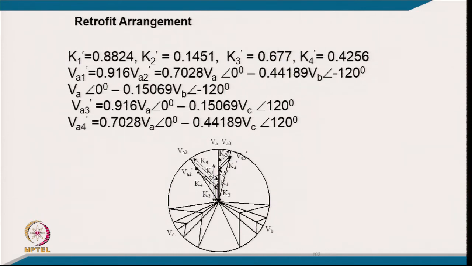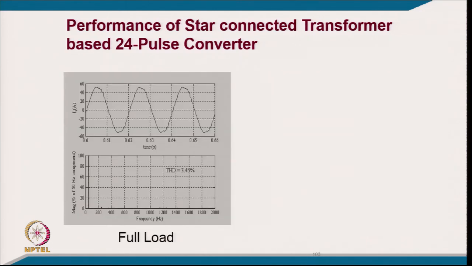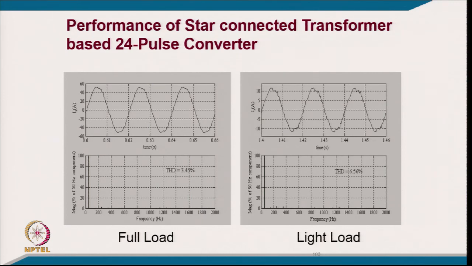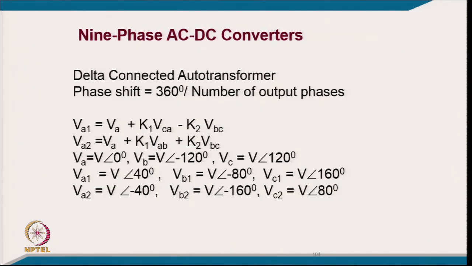So, you have to get a slightly lower voltage, equivalent to what you were getting earlier in output voltage, by the same percentage. And by design, in a 24 pulse converter, you are able to get a TAD of 3.45% in place of 7.5%. This reduces to half, and the main reason is the effect of leakage reactance of the transformer. And in place of 7.5%, you are able to get 6.56% even under light load condition, that is 20% load on the converter.